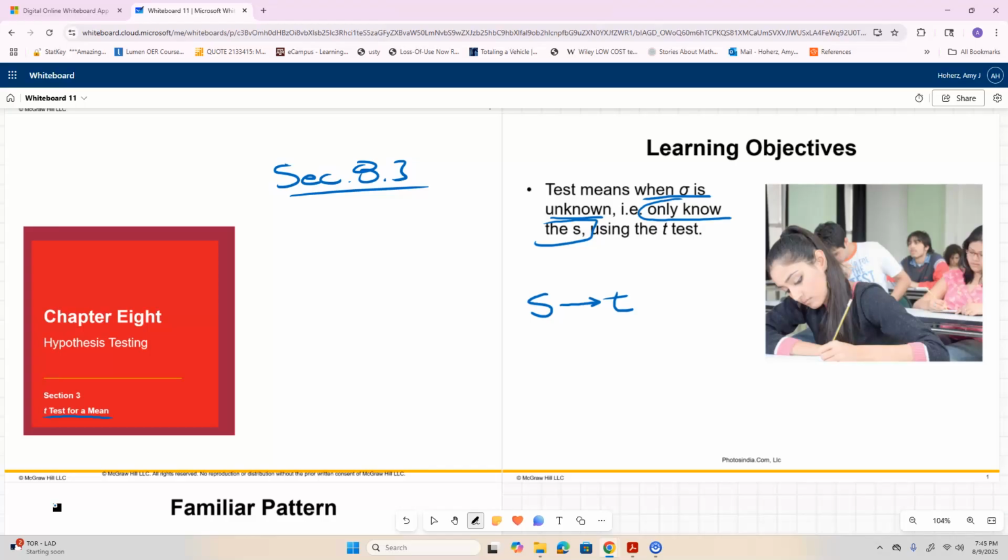And whenever you're doing a t-test, you're going to be using degrees of freedom. And so you're not going to go all the way to the bottom of the chart. You're going to use your degrees of freedom to know what level to stop on that table.